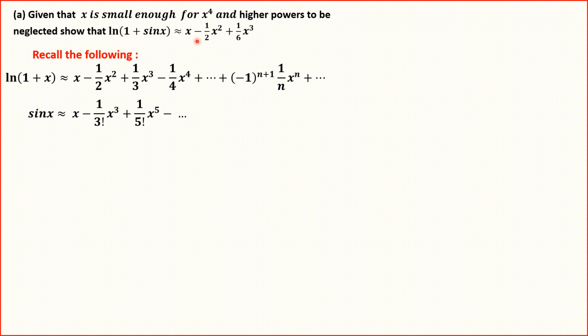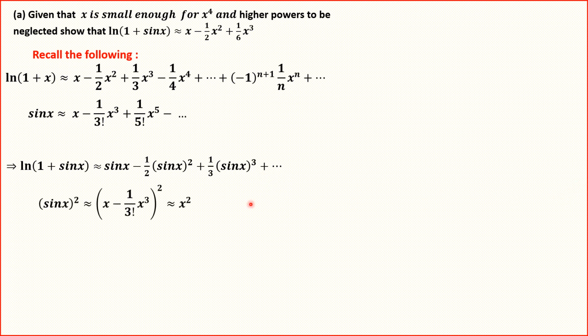For ln of 1 plus sine x, I will simply come to this expansion. Remember, we are ending at x to the power 4, so all these other terms will be neglected. Same thing here: I will just forget about this x to the power 5 and any other term. So ln of 1 plus sine x is approximately equal to, I come to this expansion and replace x by sine x. I have that. Now I need to look for sine squared x and sine cubed x.